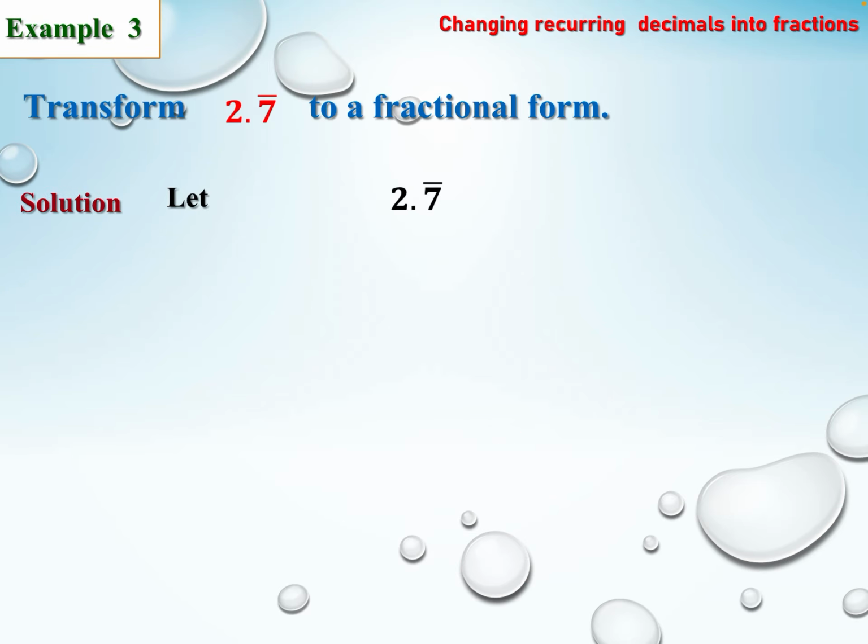Right? Next, example number 3. 2.7, repeat 7 only, repeat the decimal 7 only. So what to do first, the same thing, you give the letter n equal to 2.7, repeat 7, then n always equals 2.7777, right? Give it as equation number 1.